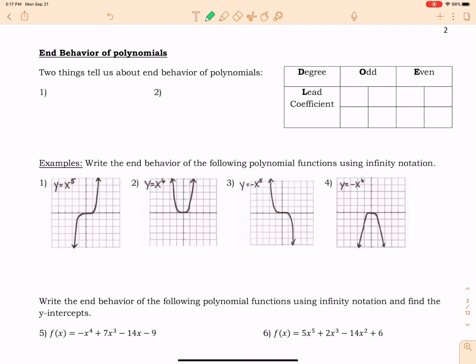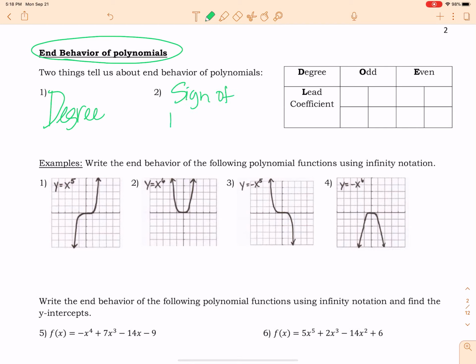Okay, pre-cal, here's your second page of your Unit 2 notes. We are going to continue talking about the end behavior of our polynomials. So there are two things that tell us about the end behavior. We use the degree, as you saw in those last examples in the last video, and we use the sign of the leading coefficient. And remember, the leading coefficient is the coefficient associated with the term that holds the degree, so the greatest degree term.